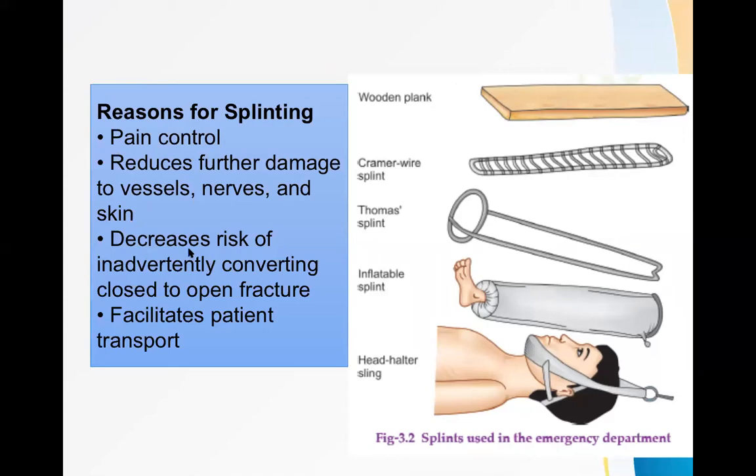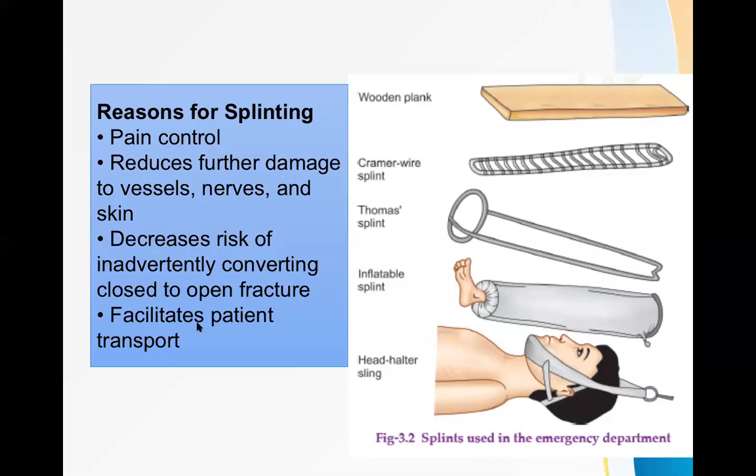Third, it decreases the risk of inadvertently converting a closed to an open fracture. Now, this can happen because of the rupture or damage of the skin which is lying on the surface over the fracture site. If that skin is damaged or open, then the closed fracture will convert into an open fracture, and by doing splinting we can prevent it.